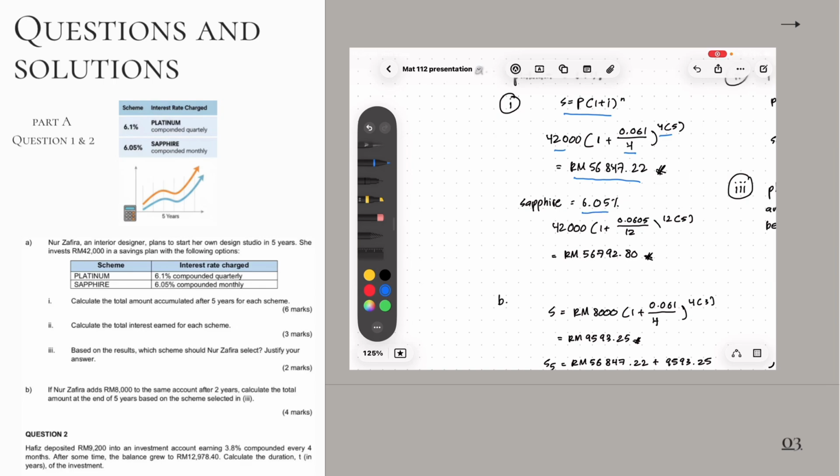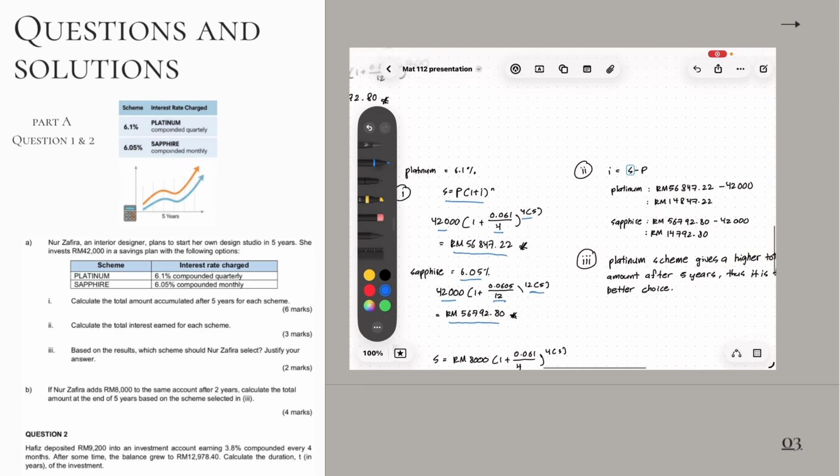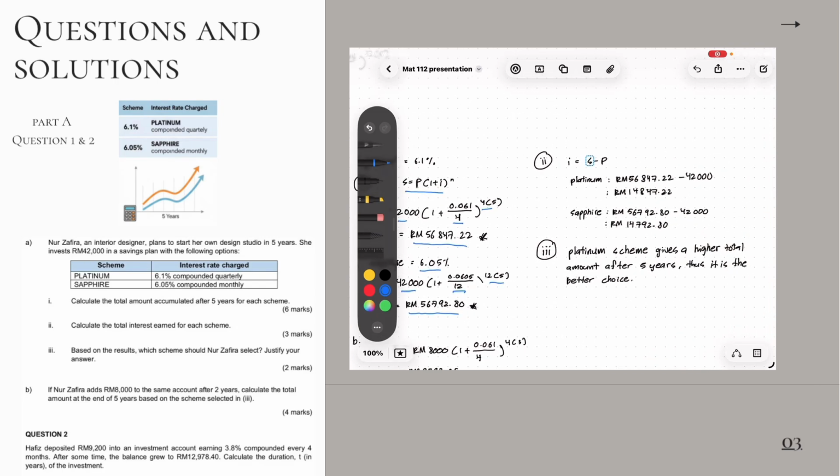Moving on to sapphire, where the interest rate is 6.05%. Same thing, put back in the formula 42,000, but this time with 0.0605 over 12 because it is compounded monthly, and times 5 because it's 5 years. So for the sapphire you will get 56,792.80.